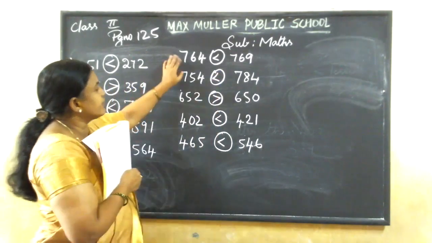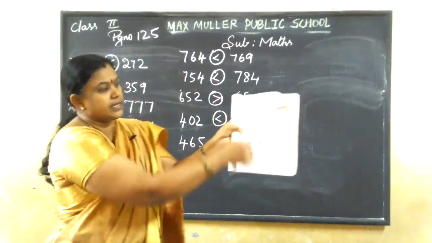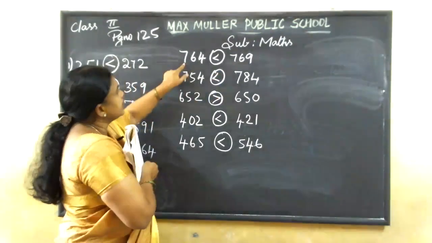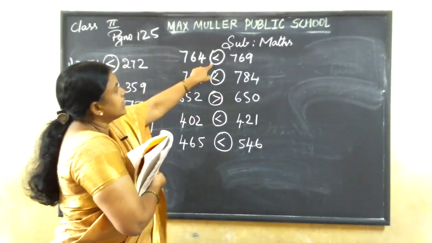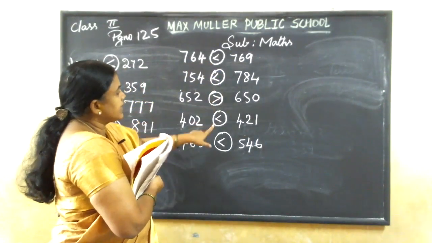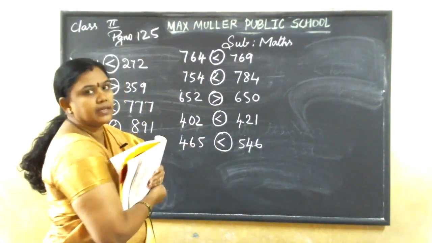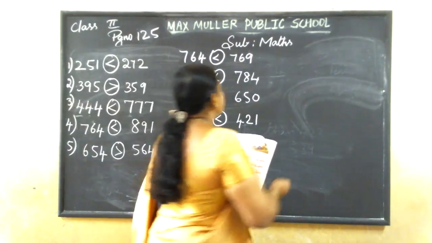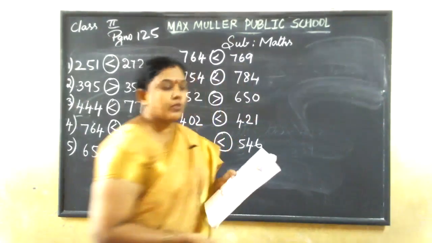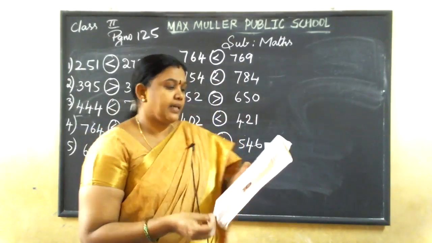Check the sign, children, for the second row, second line. You want to check once again. See here, which sign is there? Lesser sign, greater sign, lesser sign is there. Check it once again and write neatly. When you are writing in the textbook, children, sharpen your pencil and write neatly.